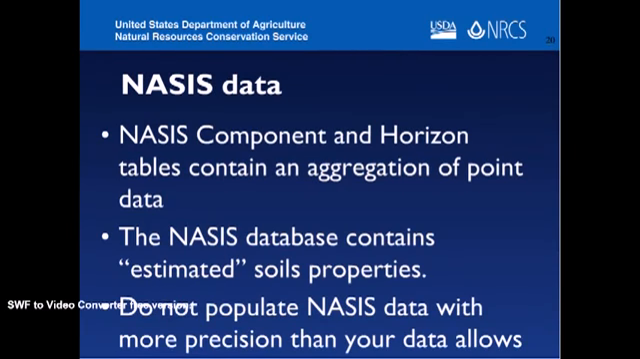So what's the take-home message here? The take-home message is that NASIS data is an estimated soil properties database, and it contains estimated properties of our components and of our horizons. Those estimates are based on an aggregation of all the point data that we have collected. Please do not populate NASIS with more precision or more degree of certainty than what your data allows.